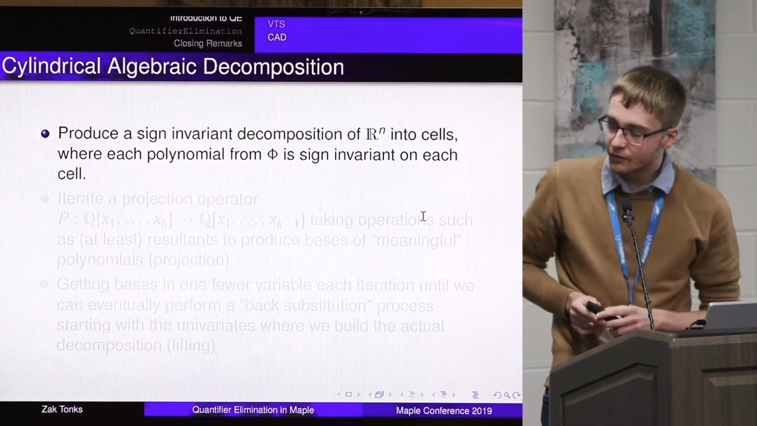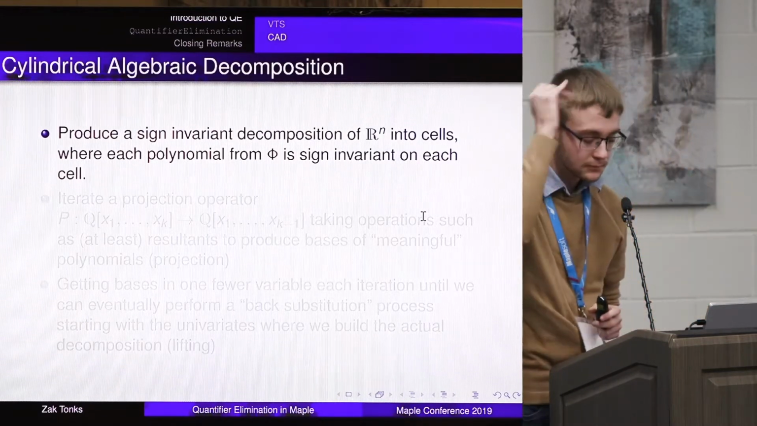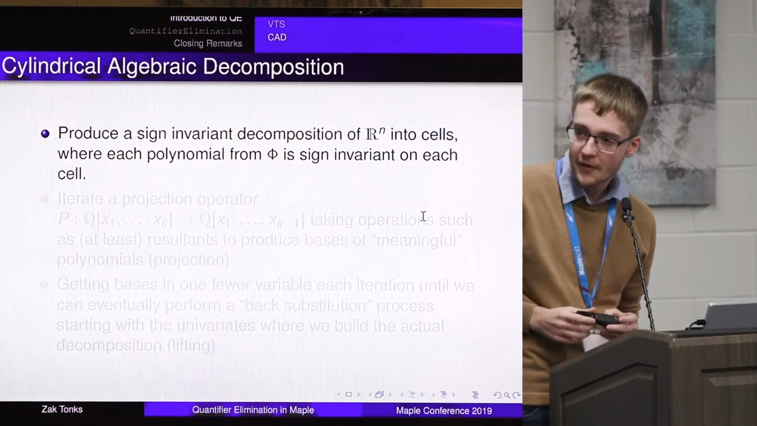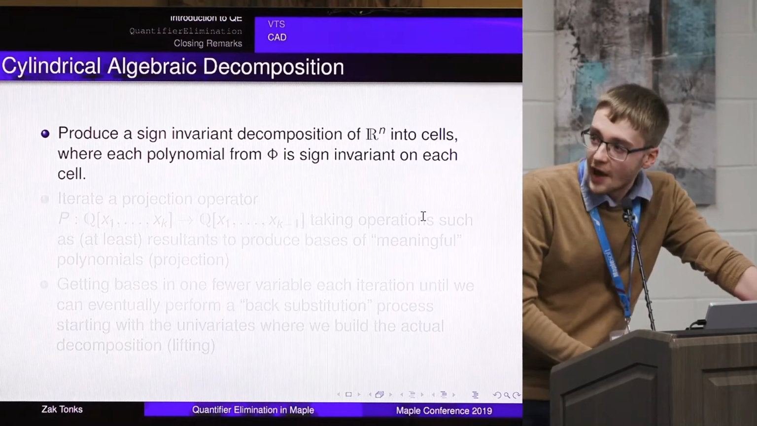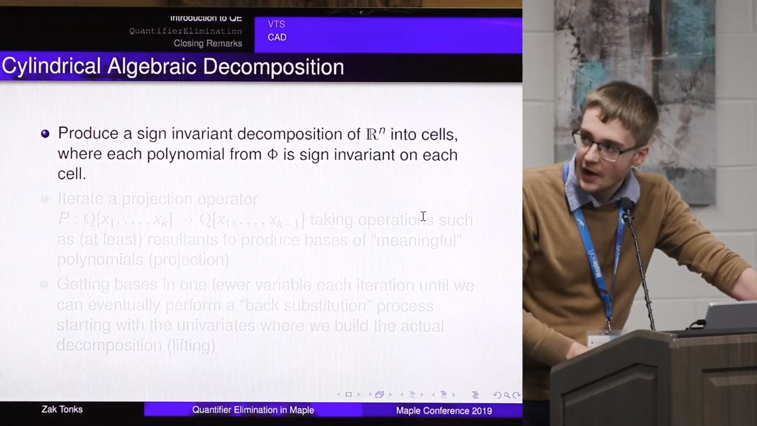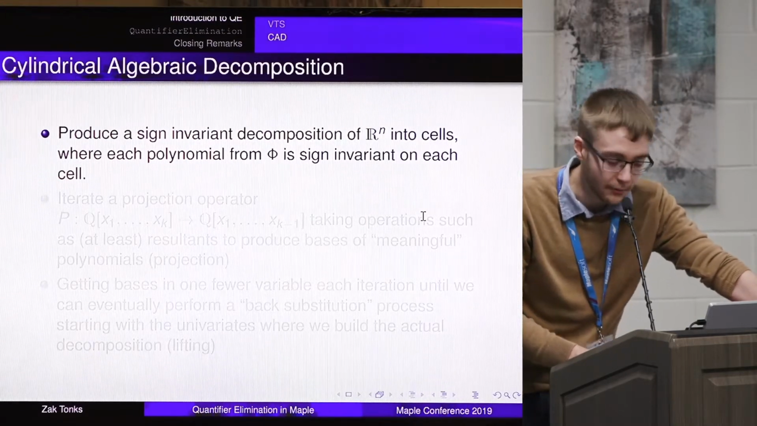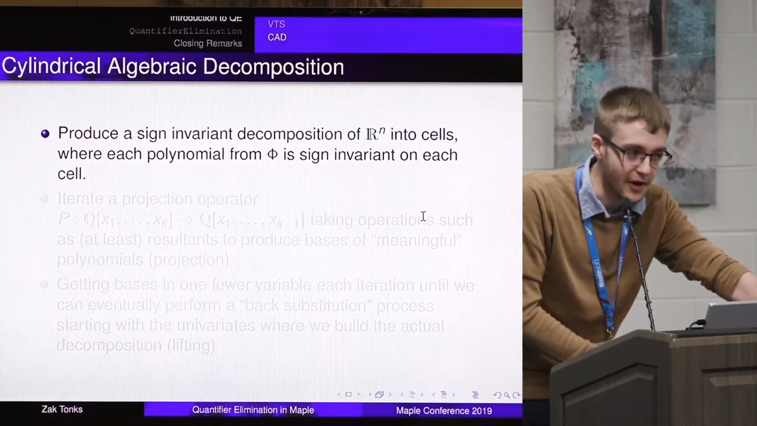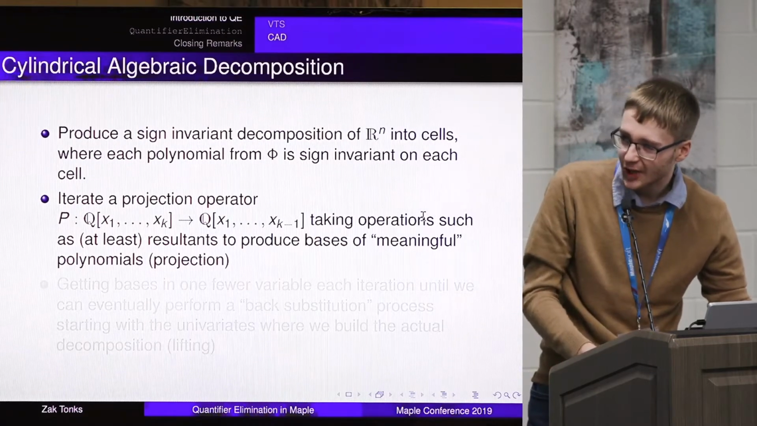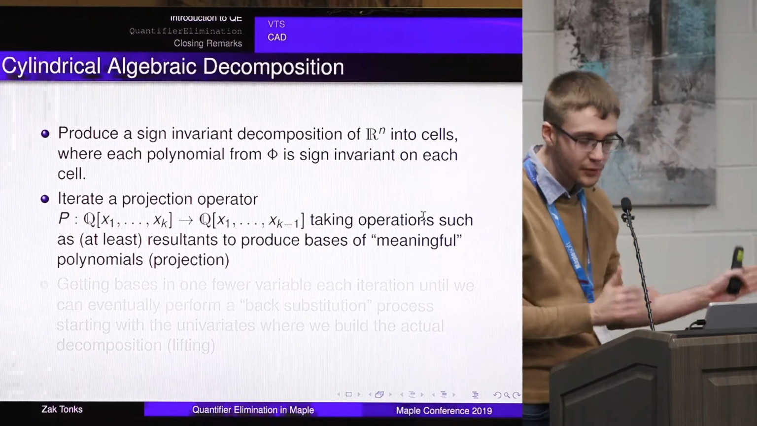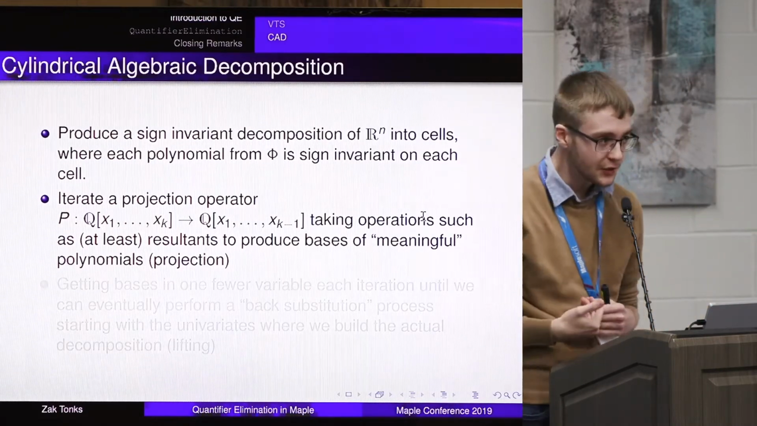The idea is that you produce a sign invariant decomposition of R^n into cells. Dorian was talking about this earlier, so I won't go into it too much, but I will show you a CAD. The idea is if every cell is sign invariant for every polynomial from a formula, then it's truth invariant for the formula. So then you can actually deduce the quantifier-free equivalent of your QE problem. And you have to iterate this projection operator, which is really hefty. So you have your k variables, and then you use the projection operator to get k minus 1 variables.